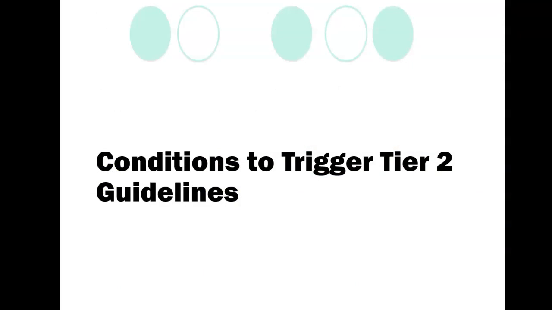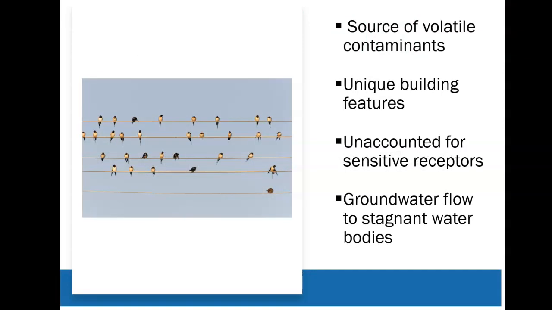What are some of the conditions that might trigger a Tier 2 guideline? Some of those triggers include a source of volatile contaminants present within 30 meters of a building foundation, unique building features, something like an earthen floor or a really low air exchange rate, sensitive receptors not accounted for in the generic Tier 1 land use. For example, the Ord's kangaroo rat is sensitive and often not considered, and groundwater flow to stagnant water bodies.